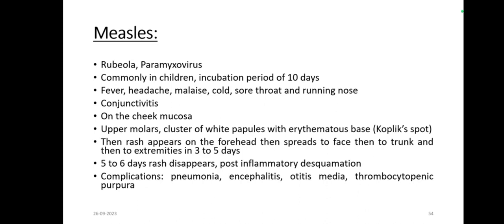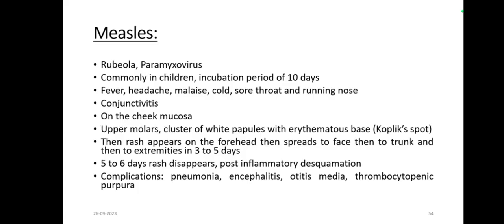Measles is now very rare. Cases are not as frequent as they used to be a few years ago. It's due to paramyxovirus, and it is very common in children. But one very dangerous thing is that it usually leads to pneumonia and encephalitis. We have to be very careful, and we should not allow the cases to go for secondary complications like pneumonia and encephalitis. The identifying features are fever, headache, body ache, cold, sore throat, and running nose. Out of these, three or four features will be seen for sure.